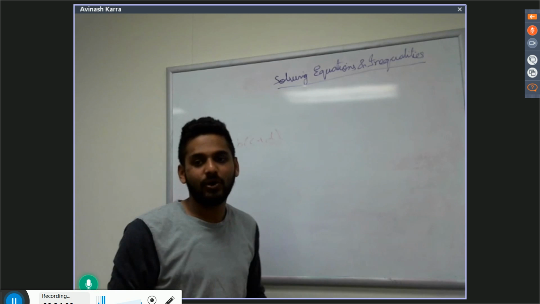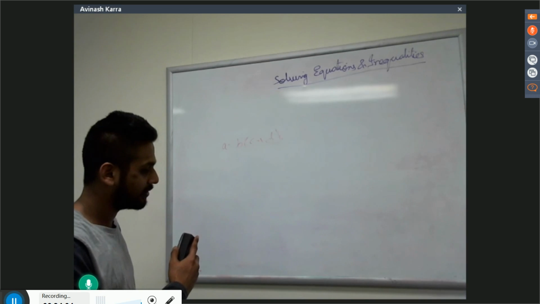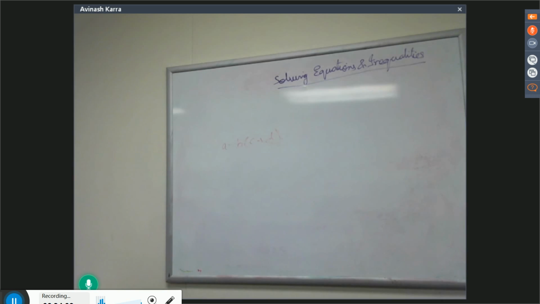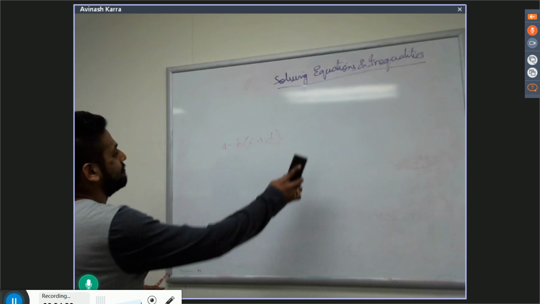And any one of you guys want to explain this? I can. Yes, go ahead. So first, since B is multiplying C plus D, you'd want to get rid of that by dividing both sides by B. And then you're left with A over B is equal to C plus D. And then you just subtract C from both sides. And then you get D is equal to A over B minus C. Awesome. Perfect.